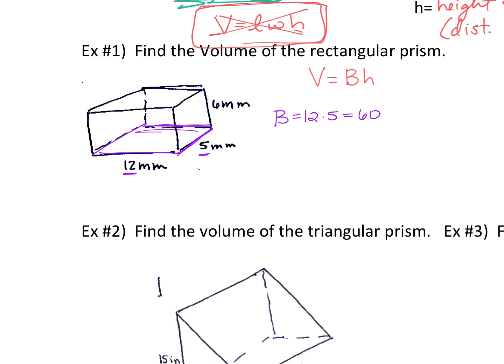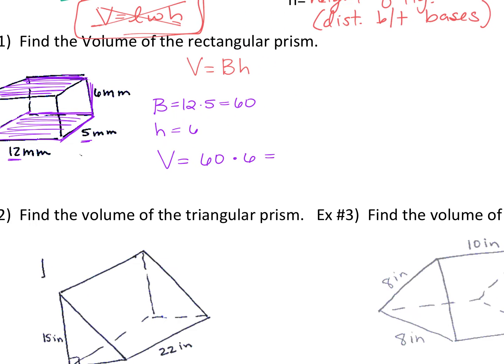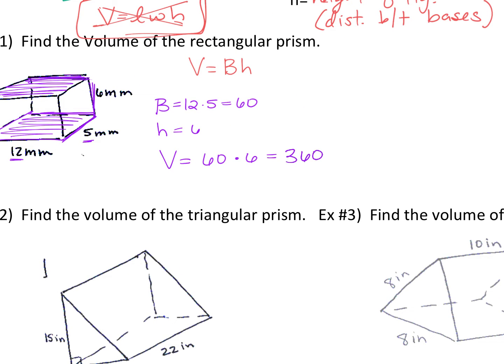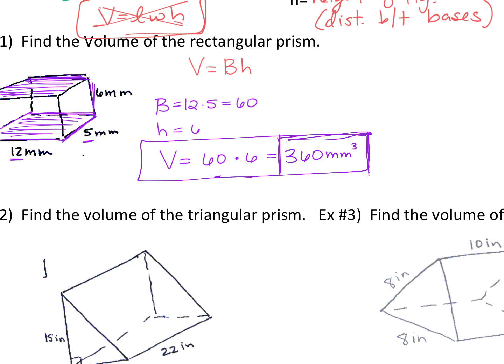Now, if this is my base, then what is my height? That's the 6. That's the distance between the two bases, right? So 6 is your height. So if I say volume equals base times height, it's 60 times 6, or 360 what? Cubic millimeters. So that'll be your volume, 360 cubic millimeters.